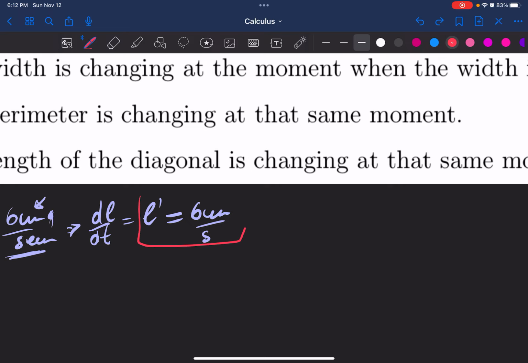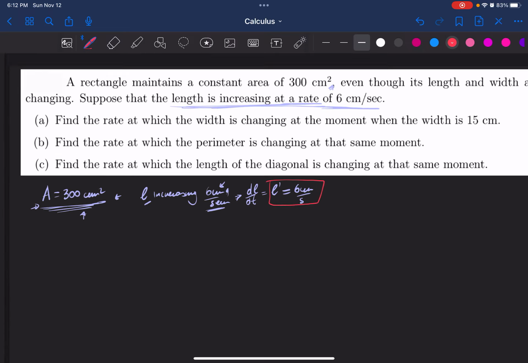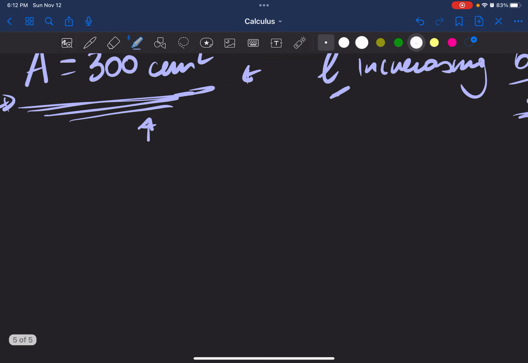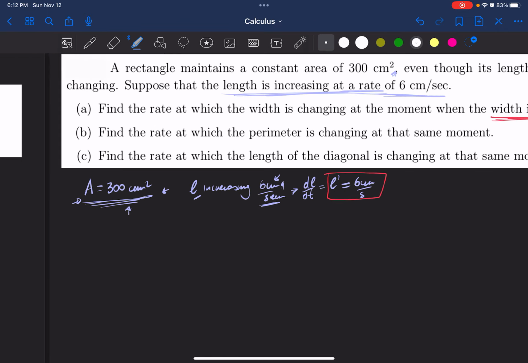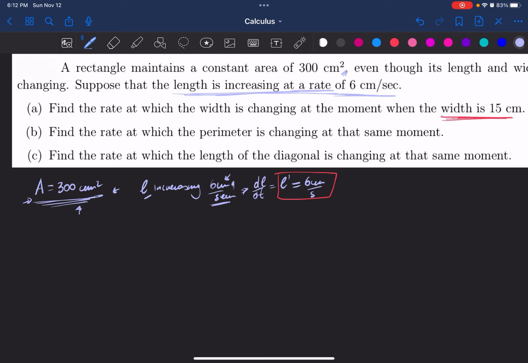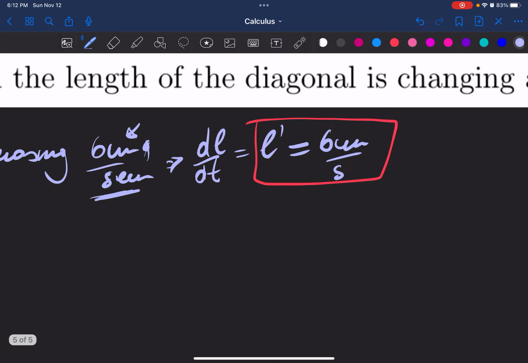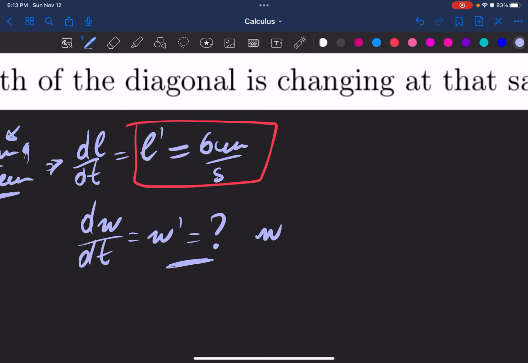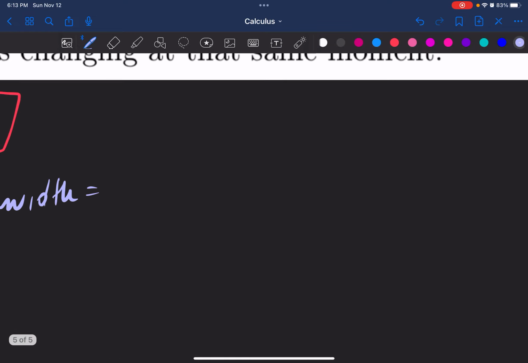I'm going to keep it here in the box. And I'm going to try to find out what my first question is asking me. They're saying, find the rate at which the width is changing at a moment when the width is 15 centimeters. So they want me to find the change of the width. We know that the length is changing, and this is the rate at which it's changing. So they want us to find dW/dt, which is the same as W prime, when the width of this rectangle is equal to 15.